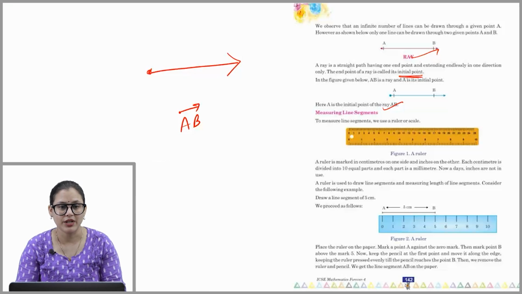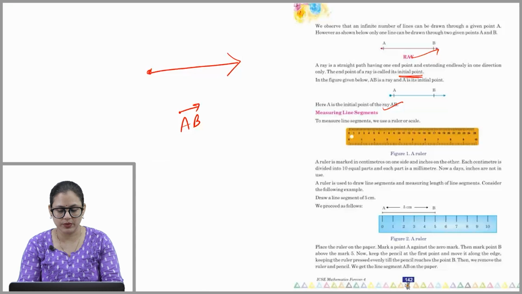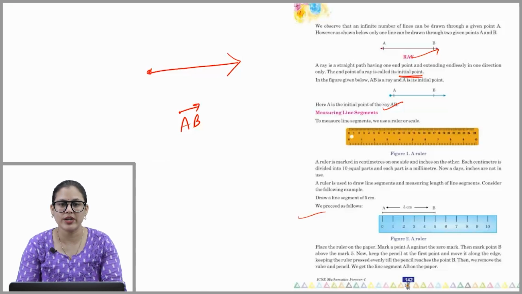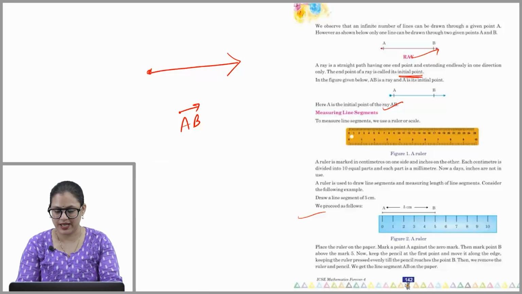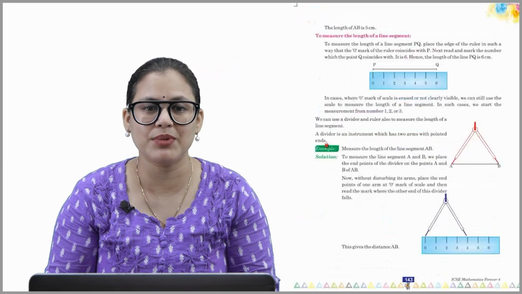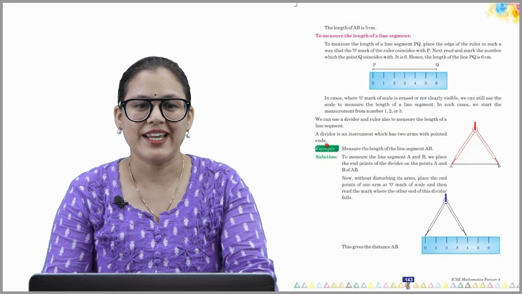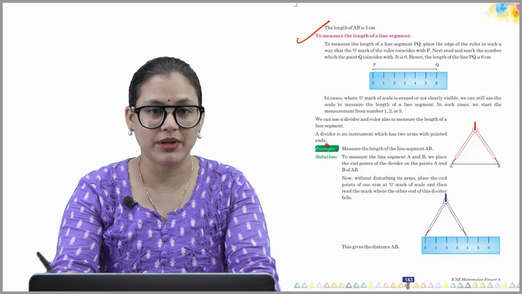Consider the following example. Draw a line segment of 5 centimeter. So, we proceed as follows. Place the ruler on the paper, mark a point A against the 0 mark. Then mark point B above the mark 5. Now, keep the pencil at the first point and move it along the edge, keeping the ruler pressed evenly till the pencil reaches the point B. Then we remove the ruler and pencil, we get the line segment AB on the paper. And the length of this line, that is AB, is what? 5 centimeter.